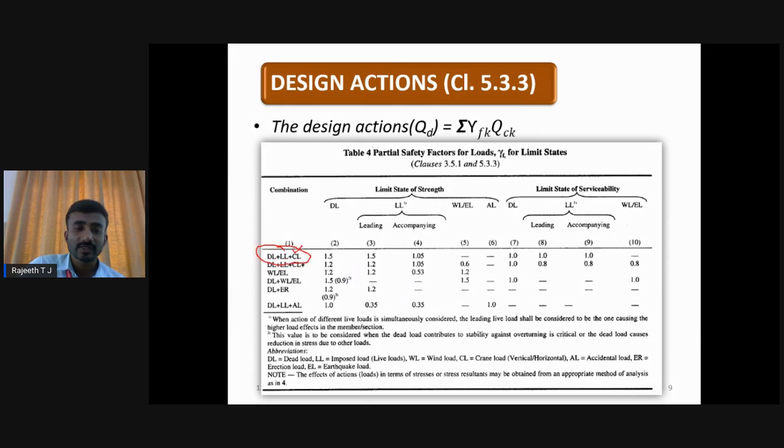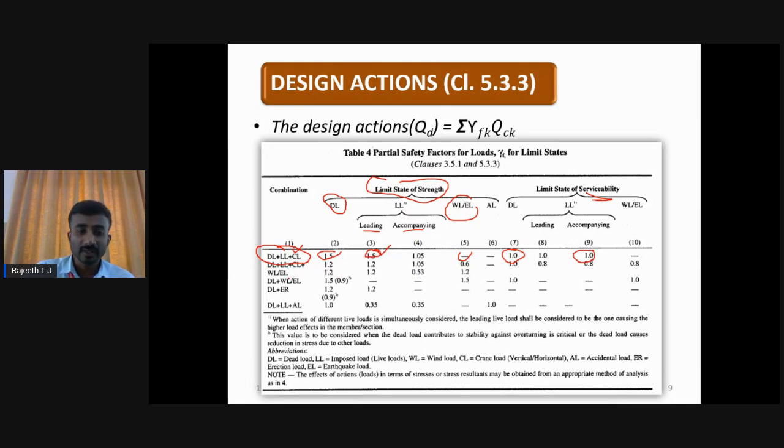If you go for the first load combination, dead load plus live load or imposed load plus crane load, here we should multiply 1.5 for the dead load component as a partial safety factor with respect to limit state of strength, and 1.5 for the live load component for leading and also accompanying, but preferably we will go for 1.5. And for wind and earthquake, here we do not consider. Similarly, in case of limit state of serviceability, we need to take dead load as 1.0 and live load as 1.0. So these are all the partial safety factors we should consider while calculating the design load or the factored load. So these values also we should remember.